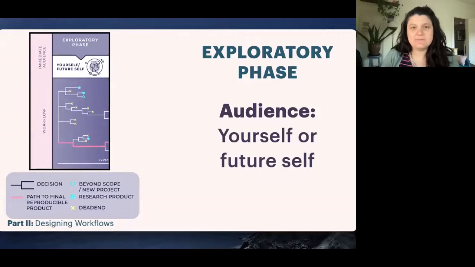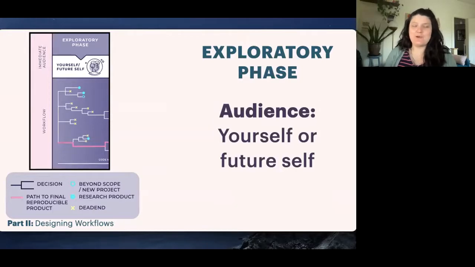So let's start with the exploratory phase. This is my favorite phase. I love to be in it. And it's also a phase where you hit a lot of dead ends. So you just established your question and you're exploring what tools actually work with the type of data. Is your data actually accurate? Is there something wrong with the data?